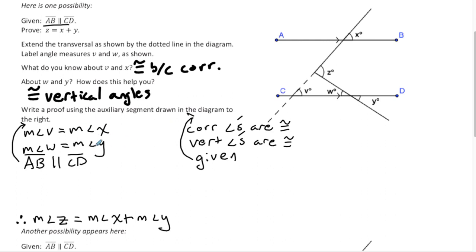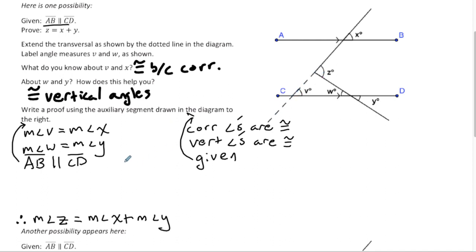I have all the pieces of information. Now I need to start connecting it. I know that y is connected to w. How does w connect to z? Using this triangle now that's formed by our auxiliary line.